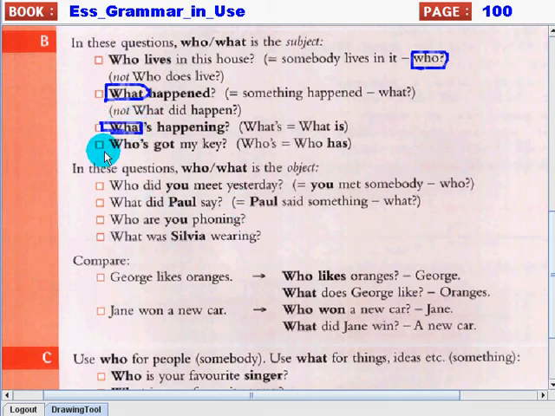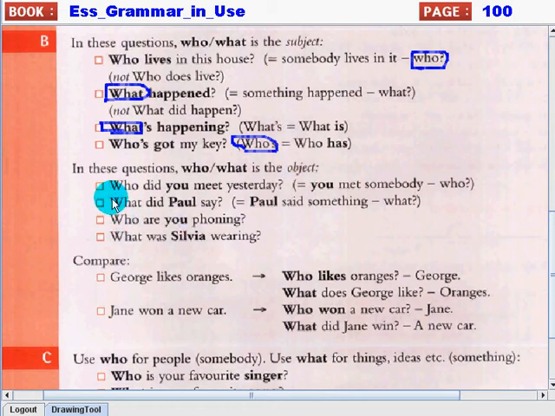Next sentence. Who's got my key? Who's is the shortened word for the words who and has. If we make it in contracted form, it will become who's. Alright?